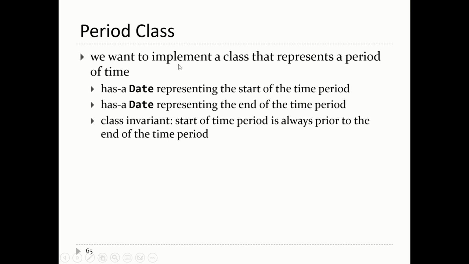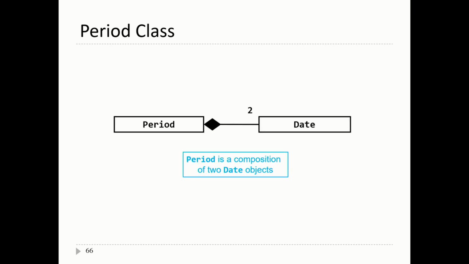So how do we implement the Period class? Well, I need some way to record time, so I'm going to use a Date object. Our Period object has a date that represents the starting time of the period, and a second date that represents the end time of the period. We need to make sure that the start time always comes before the end time. So our Period class is going to be a composition of two Date objects. A solid diamond indicates a composition.